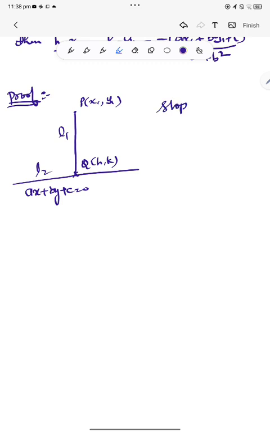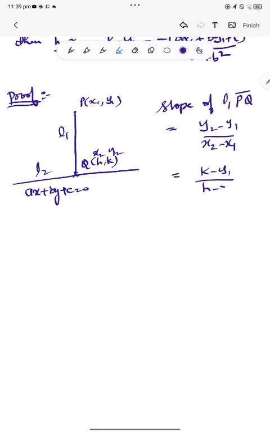For finding the slope of L1 we have 2 points P and Q. So the slope of L1 is nothing but the slope of line PQ. The slope formula becomes (y2 − y1)/(x2 − x1). This is the formula for the slope when you have 2 points. We can see that (x2, y2) is (h, k) and (x1, y1) is (x1, y1) only. So you will get (k − y1)/(h − x1). That's the slope. Let us take it as m1.